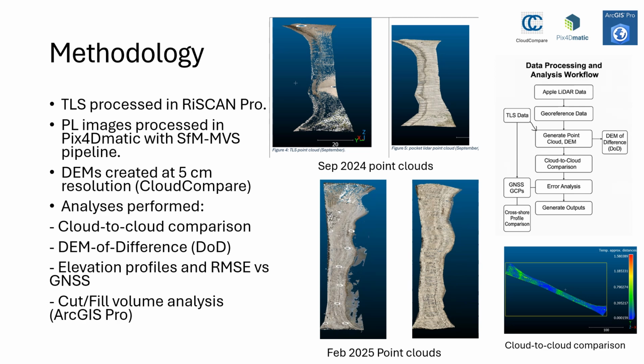The different software used were Cloud Compare, Pix4Dmatic, and ArcGIS Pro. Mainly Pix4Dmatic was used for processing pocket lidar data, like generating point clouds, and later Cloud Compare was used for noise filtering, creating a digital elevation model at 5 centimeter resolution, and comparing cloud to cloud with the terrestrial laser scan point cloud. So basically, at the end, the purpose was to calculate cut and fill volume and accuracy.